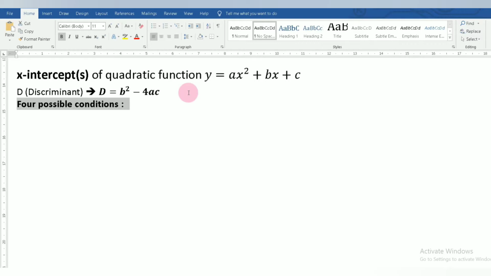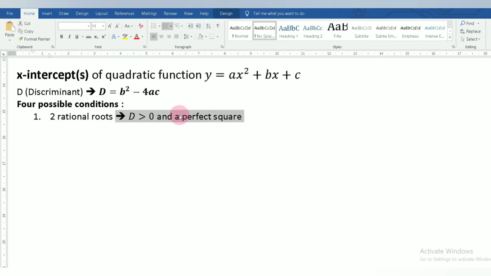Okay, there will be four possible conditions for the number of x-intercepts, based on the value of the discriminant. The first one, we have two rational roots. It means that this quadratic function will have two values of x-intercepts, and the values themselves will be rational numbers. In this case, two conditions must be satisfied. The value of the discriminant must be positive, and it must be a perfect square.